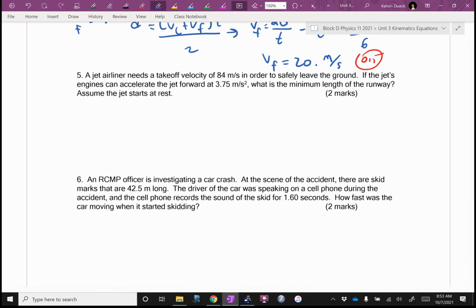Looks like in number 5, they want me to find D. They did say the jet starts at rest, so I know VI is 0. I guess that 84 is VF. A is 3.75. Is the jet speeding up or slowing down? Be obvious here. Speeding up, so is A positive or negative? I thought and checked just to make sure. Which equation? Mud, which equation?